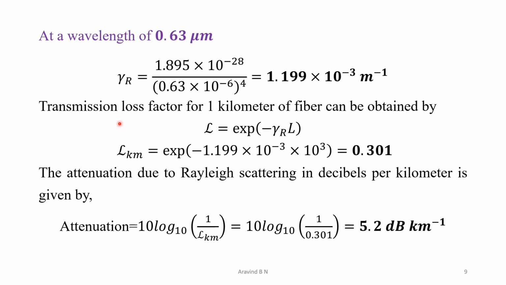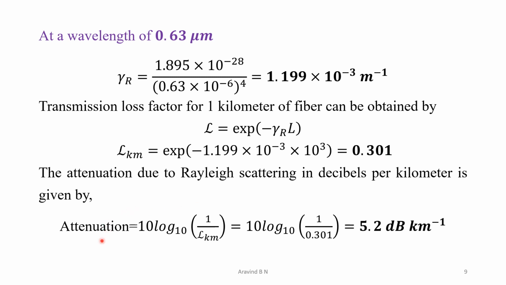Then our aim is to calculate the attenuation. We need to come to this point. So getting to the second one, the transmission loss factor for 1 kilometer is given by exponential of minus gamma r into L. Gamma r is a known factor, and the length is also a known factor. So by substituting this, we are going to get 0.301.